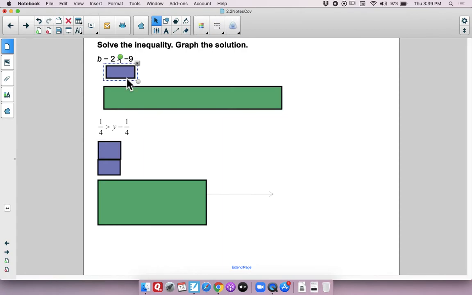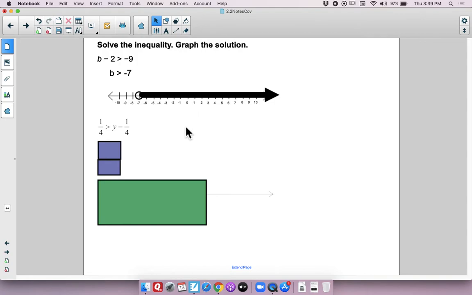So obviously we would add 2. And what would your graph look like? You're going to have an open dot on negative 7 and graph to the right. And again, when you check these, you can really check the same way.